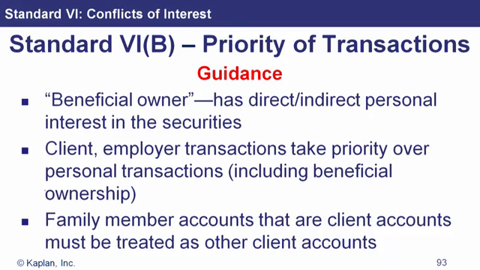Client and employer transactions take priority. We already said that. And this one is actually a good head fake question on the exam. So family member accounts that are client accounts must be treated like any other account. The standard trick here would be, somebody is an analyst or portfolio manager at some company, and he has 10 clients, plus he also manages his Aunt Ruth's portfolio. Then it goes on to say, but he always trades for Aunt Ruth's portfolio last to avoid the appearance of evil. Well, that sounds good, right?